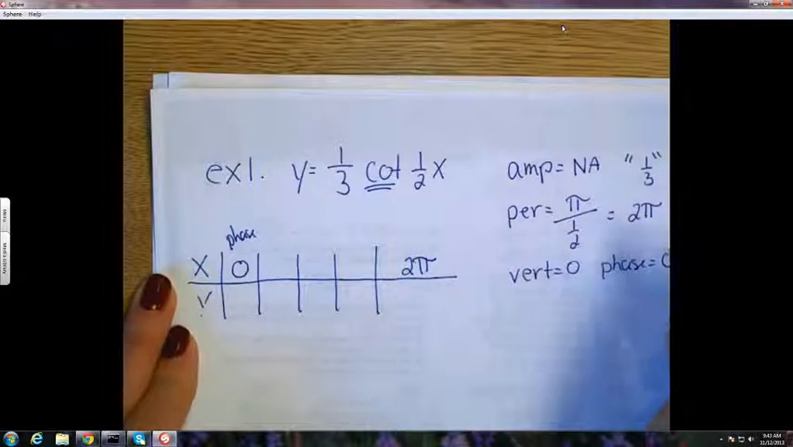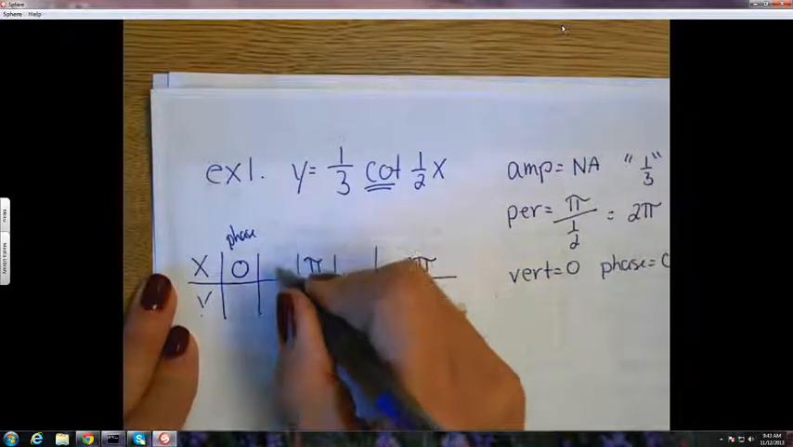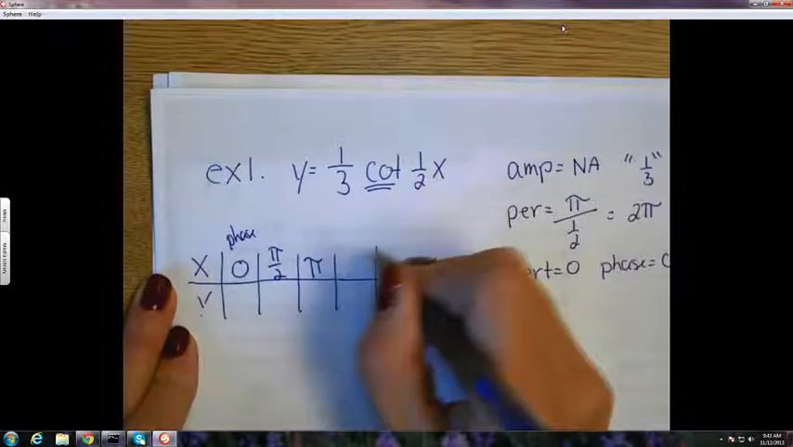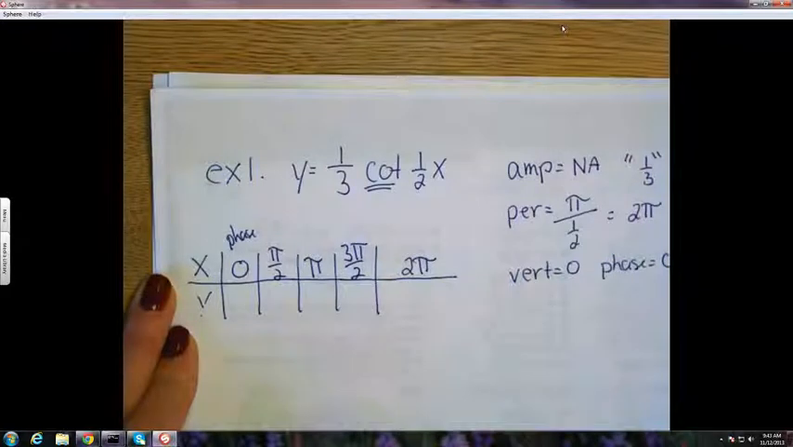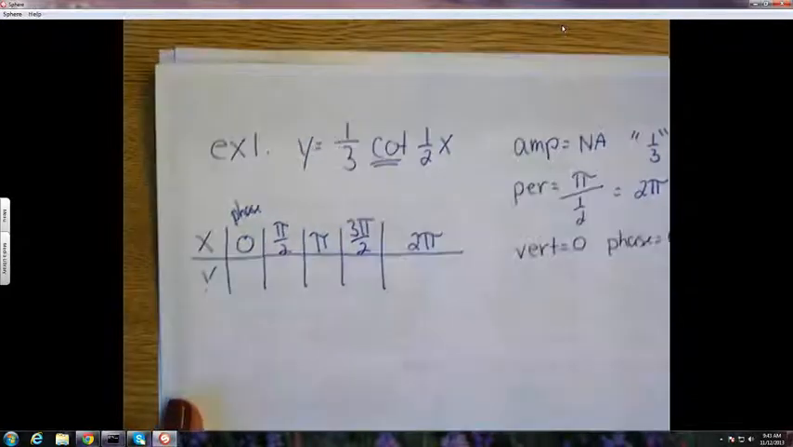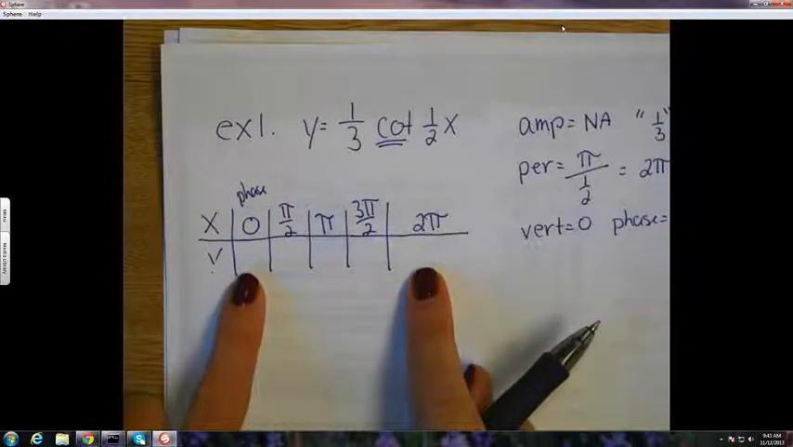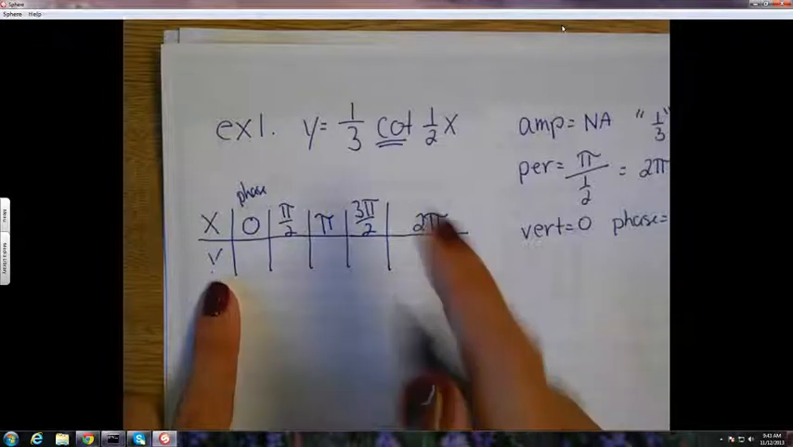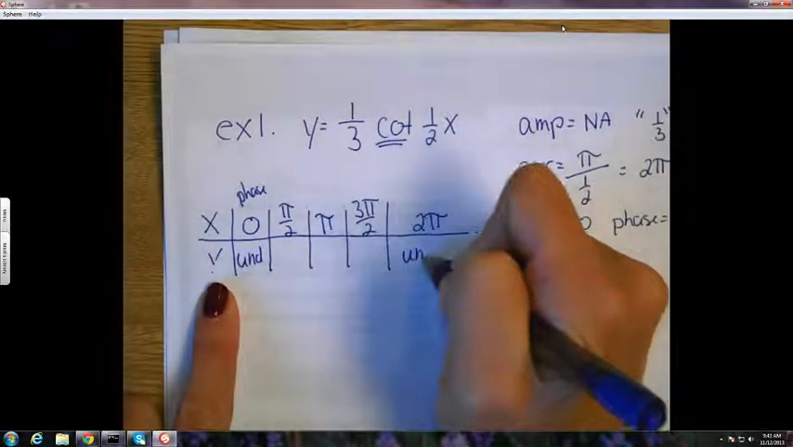So I did not want to make the x's a challenge here. Puts pi in the middle. Pi over 2. 3 pi over 2. Okay, it's cotangent, so I know the first and last y values. Undefined. It's always centered between 2 asymptotes. Und and und.